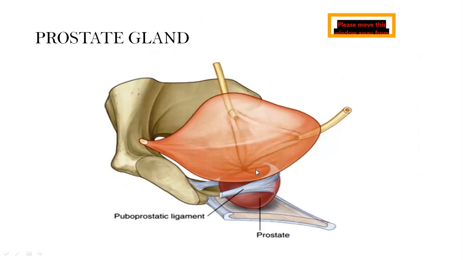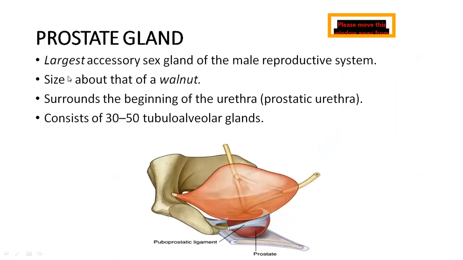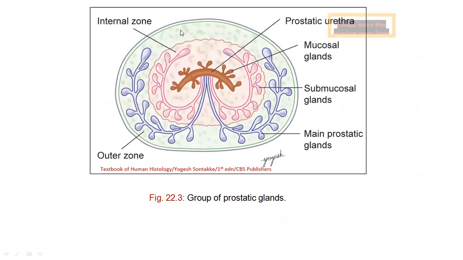The prostate gland is situated at the neck of the urinary bladder. The prostate is the largest accessory sex gland of the male reproductive system. Its size is about that of a walnut. It surrounds the beginning of the urethra, that is the prostatic urethra, and consists of 30 to 50 tubulo-alveolar glands. When you see the cut section of the prostate, we have so many glands surrounding the prostatic urethra.